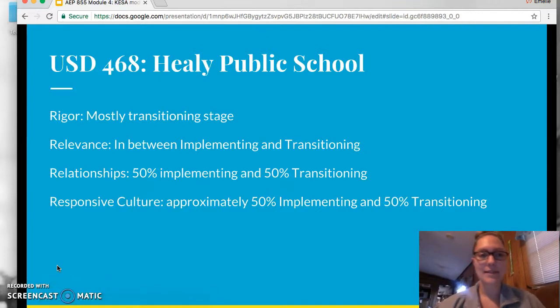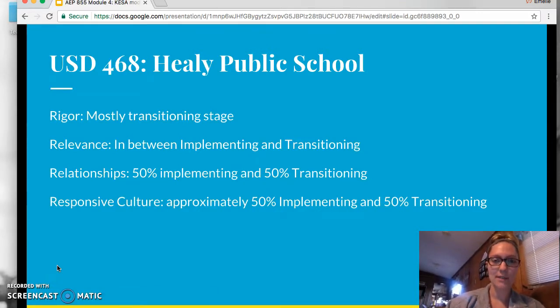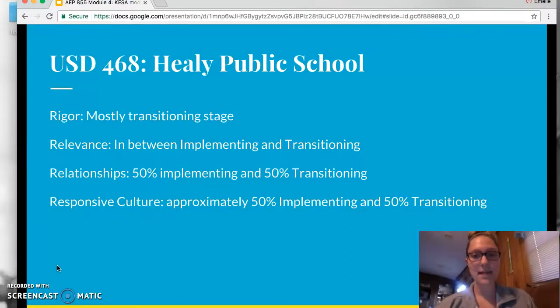I work at USD 468 in Healy Public School. Yesterday I talked to my principal about the rubrics, the 4 R's: rigor, relevance, relationships, and responsive culture. I was a little bit surprised at what we talked about. I thought we were more in the implementing stages and no evidence stages, but my principal was able to explain how we're in the transitioning stages for some.